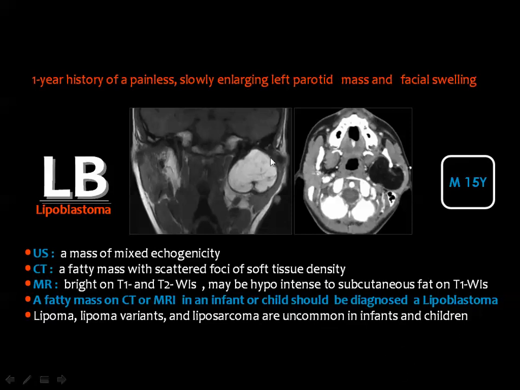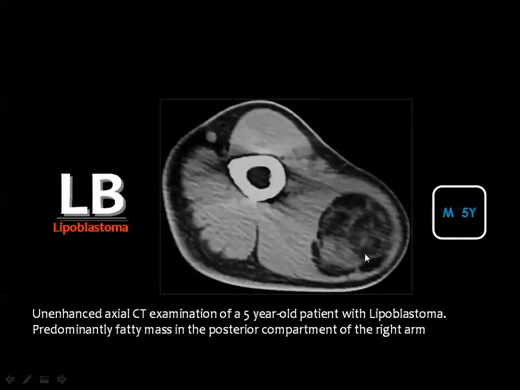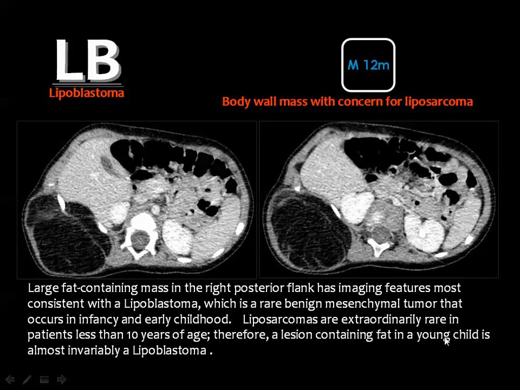Then you see here a fat containing lesion in the T1 and also in the CT scan in an adolescent, 15 years old, and this was a lipoblastoma. A male child, 5 years, with a fat containing lesion with some soft tissues inside, and this is lipoblastoma. And this is a 1 year old male with a fatty lesion in the back. And this lesion was proved to be a lipoblastoma.